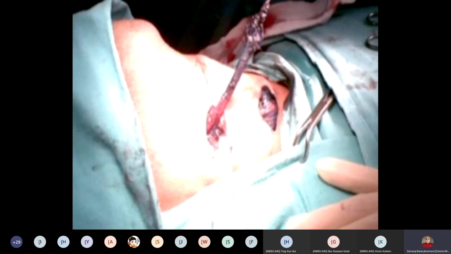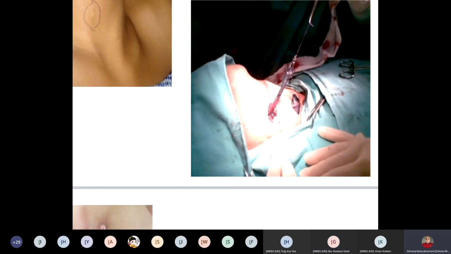So you have to be very careful. Your dissection should be very near to the tract. Don't go away from the tract. You should not injure it. So many vital organs are there in the neck. You should not injure them. This is called just excision of the fistula.